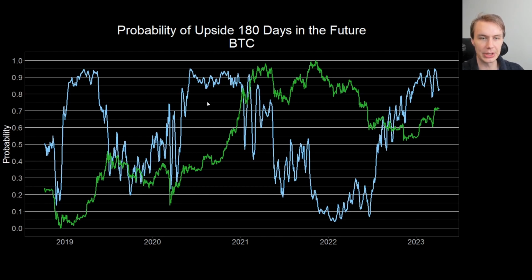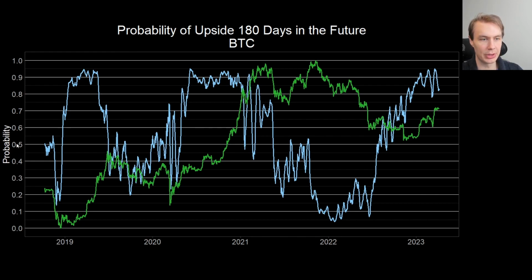Basically, what this model does is it gives you the probability that the asset price will be up in 180 days in the future. Looking 180 days, 6 months in the future, what is the probability that the price will be above where it is today? If you're up near 1, or 0.9, 0.8, that's 90%, 80%, 70% probability that the price will be above where it is today 6 months in the future. That's how you can read this.